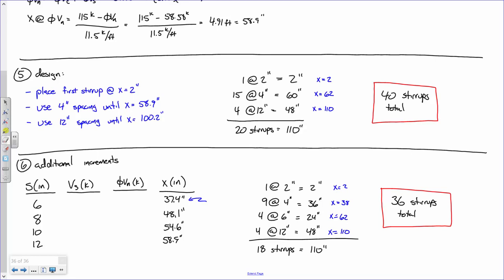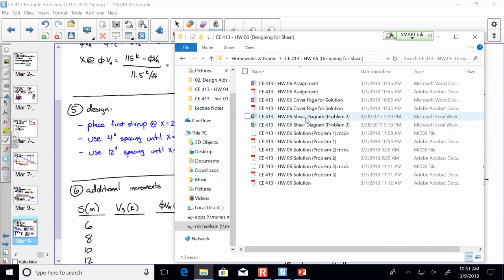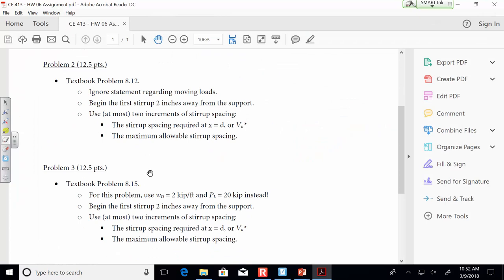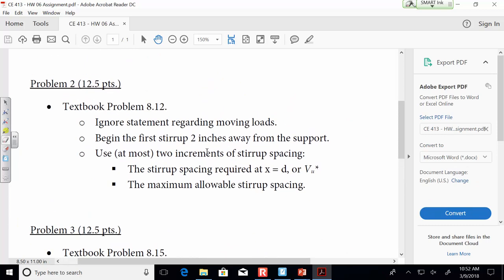Okay. No more calculations. I want to show you something on the homework assignment. No, I'm not showing you the answer. Nice try, but no. All right. Look, for both of the design problems, I'm telling you this so that we all arrive at the same answer. Begin the first stirrup 2 inches away from the support like we've done in class, and I only want you to use, at most, two increments of stirrup spacing for these problems: the stirrup spacing at Vu star, and then maximum. So, sort of what we did here. I'm doing that so that everybody arrives at the same answer on the homework assignment. If you wanted to throw another stirrup increment spacing in there, you could, but everybody would get different answers.